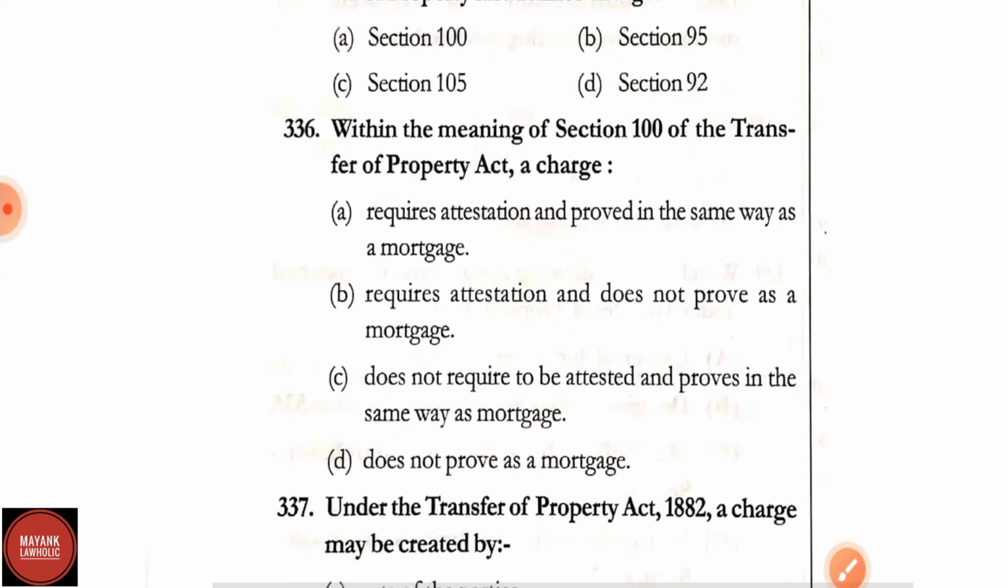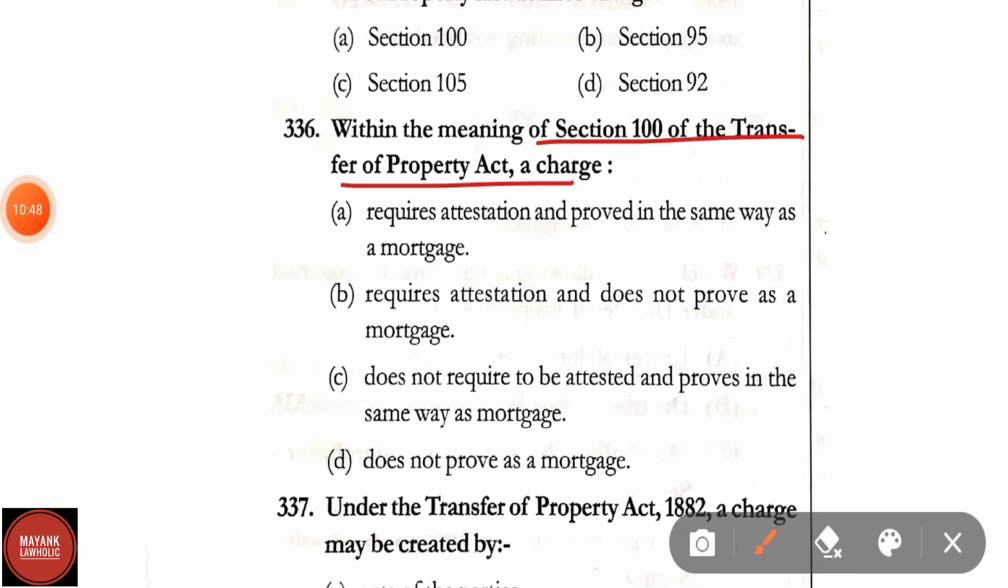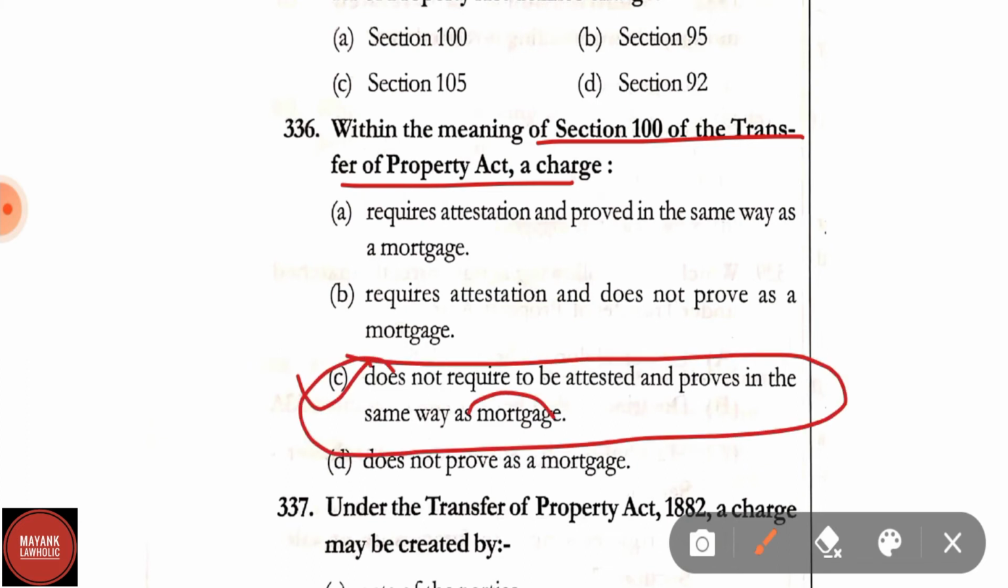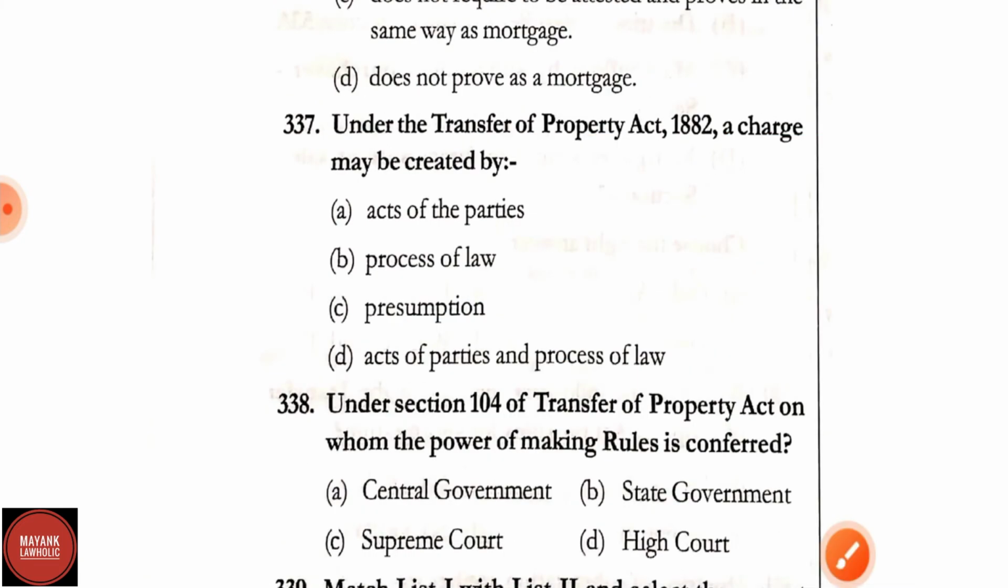Question number 336. Under section 100 of TPA, a charge: option A, requires attestation and is proved in the same way as a mortgage. Option B, requires attestation and is not proved as a mortgage. Option C, does not require to be attested and is proved in the same way as a mortgage. And option D, is not proved as a mortgage. Here the correct answer is option C, that is does not require to be attested and is proved in the same way as a mortgage. Question number 337.